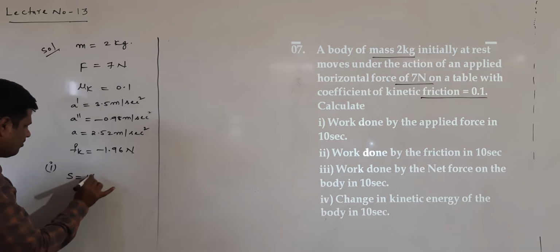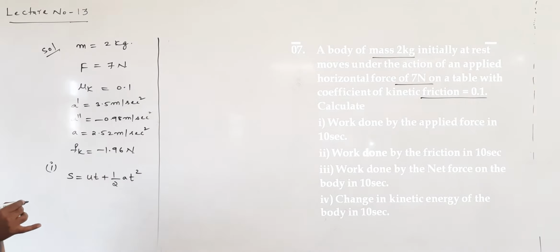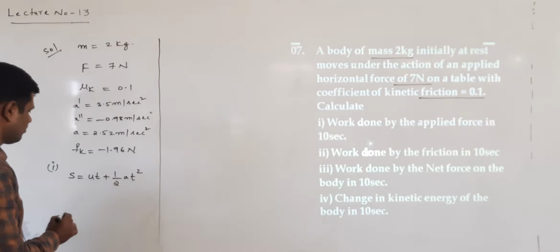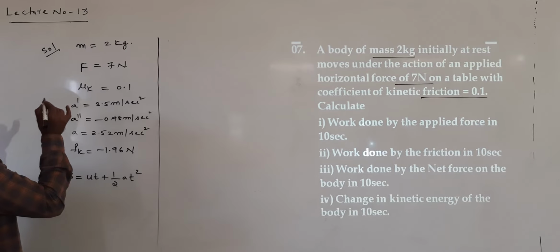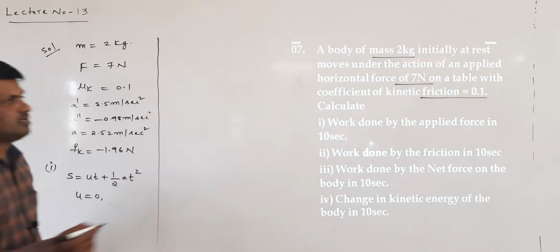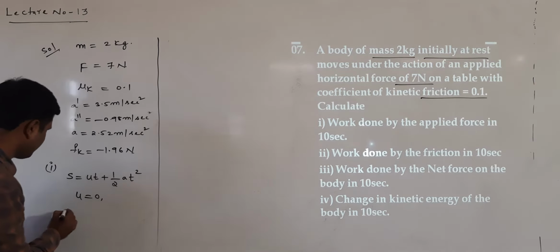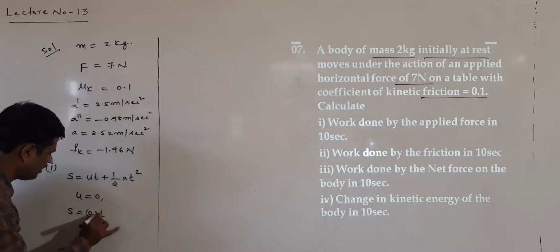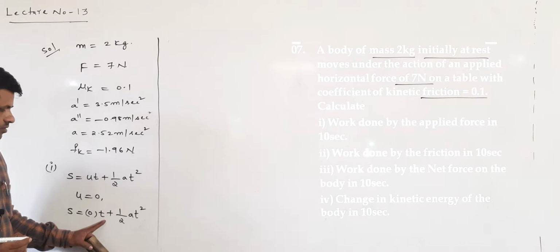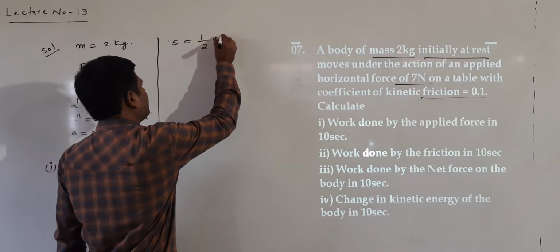Here S is equal to the formula ut plus half at square. This is the net acceleration. Now under the action of the force, initially at rest means u value is equal to 0. I am writing here u value is equal to 0 because initially at rest, that is, initial velocity is equal to 0. What is the formula here? S is equal to 0 into t plus half at square. Now 0 into t is 0. 0 plus half at square is equal to half at square. So S is equal to half at square.